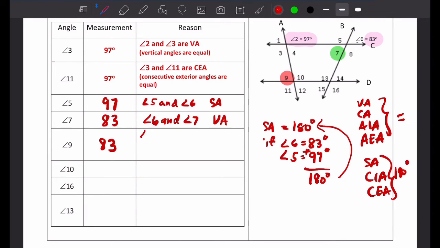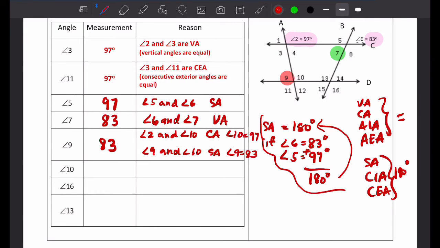Why? Because angle 2 and angle 10 are corresponding angles. And therefore, we know that angle 10 is equal to 97. Angle 9 and angle 10 are supplementary angles. Therefore, angle 9 is equal to 83, because supplementary angles total 180. What's another way of doing this?